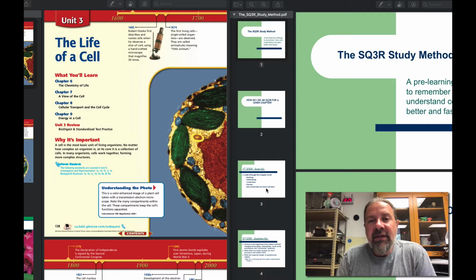Hey everybody, I'm going to teach you how to do what's called an SQ3R. Now, this assignment is done with every chapter we're about to go into. It's a pre-learning strategy, as you can see over there on the slide that says the SQ3R study method, to remember more and to understand concepts better and faster. So, ultimately, this study method has you exploring and investigating new information that we haven't got to yet.